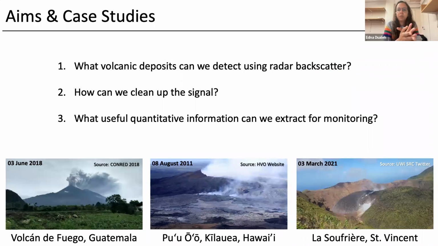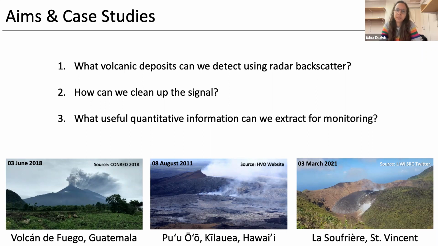So the main aims that I'm hoping to bring across through this presentation are looking at what volcanic deposits we can detect using radar backscatter in either one type of eruption, if you can look at different processes for a similar eruption, or looking at very different styles of eruptions as well. And how we can clear up these signals by applying different methods and corrections, as well as trying to extract quantitative information that would be useful for monitoring ongoing eruptions.